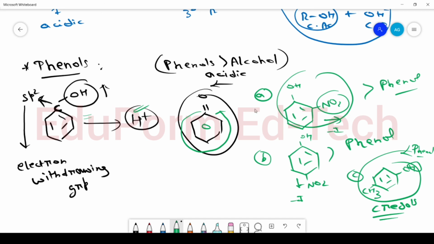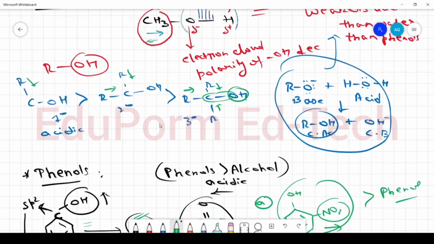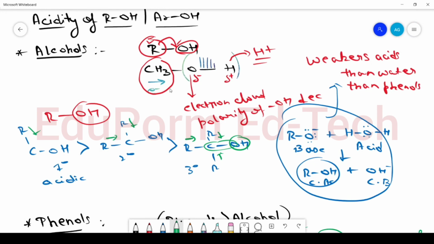So this is all about the acidity of alcohols and phenols. All you need to understand is the concept of electron withdrawing group and electron donating group. In case of alcohols, an electron donating group decreases the acidity. In case of phenol, the presence of an electron withdrawing group increases the acidity. Thank you.